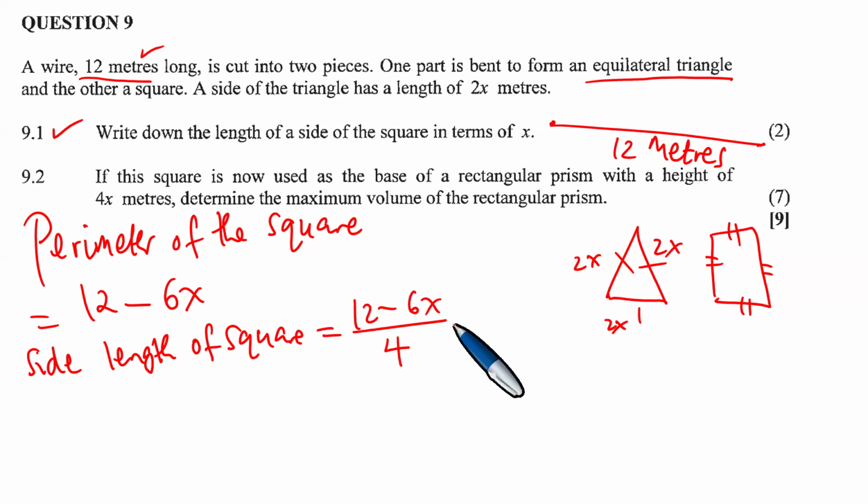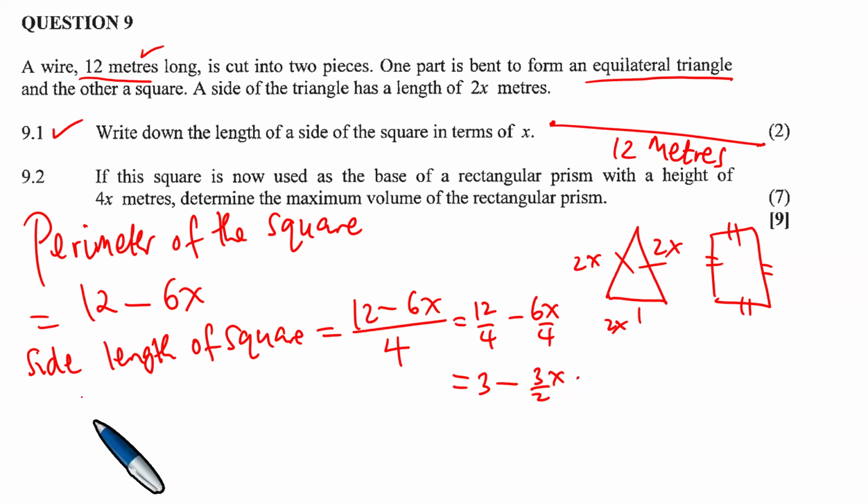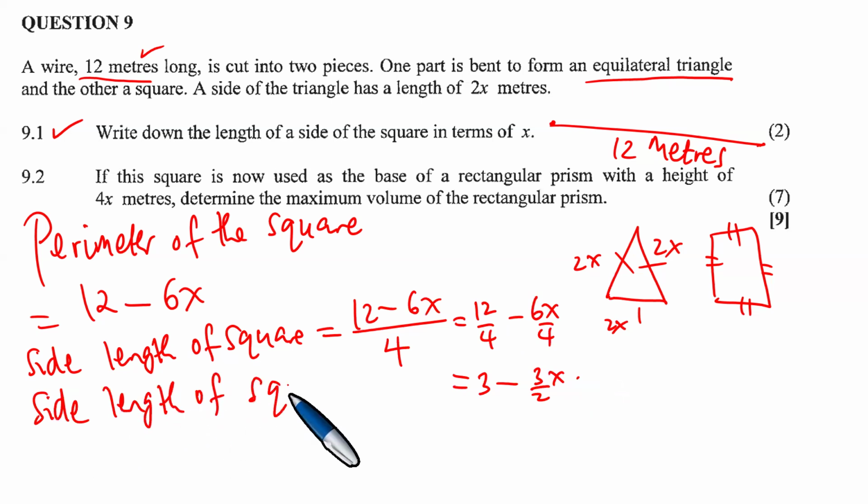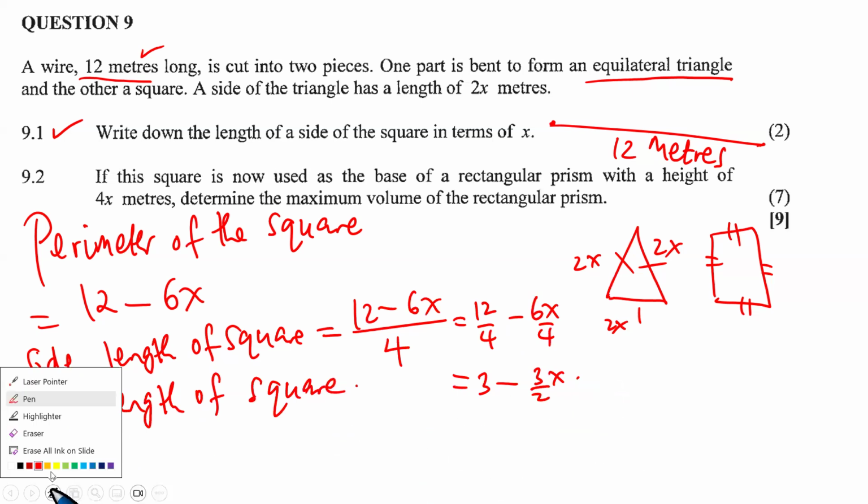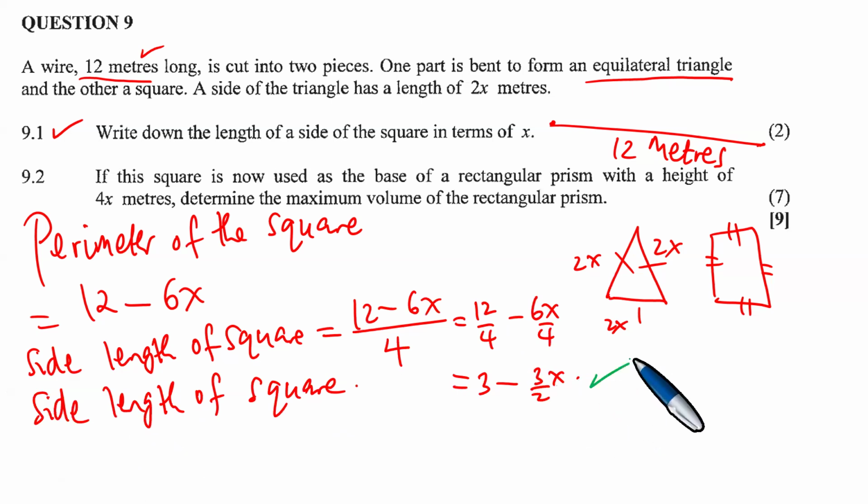And now this is tantamount to simplification, and you have 6x out of 4. And then what is 12 divided by 4? It is 3, minus 3x over 2. And this is actually the side length. The side length of the square is actually 3 minus 3x out of 2. Just note that one because it's very, very important for us to note.